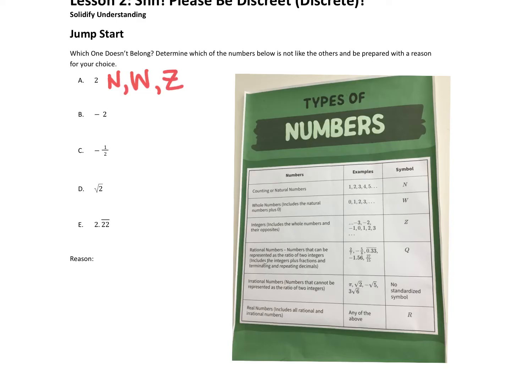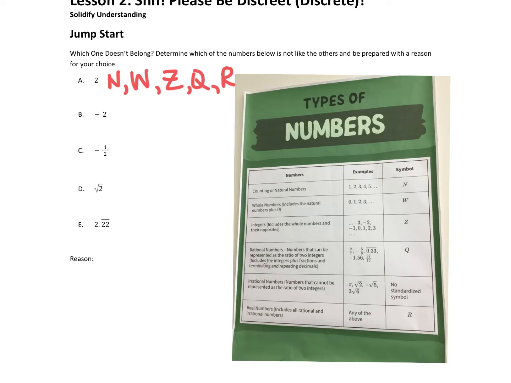It can also be considered a rational number. We can write 2 as 2 over 1. It can be written as a ratio of 2 numbers, so let's add that. It is definitely not an irrational number, but it is part of the real numbers. So these are all the categories that the number positive 2 belongs to.